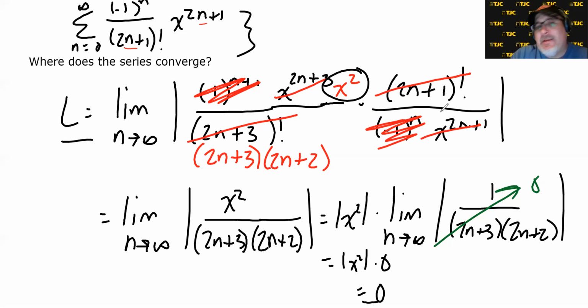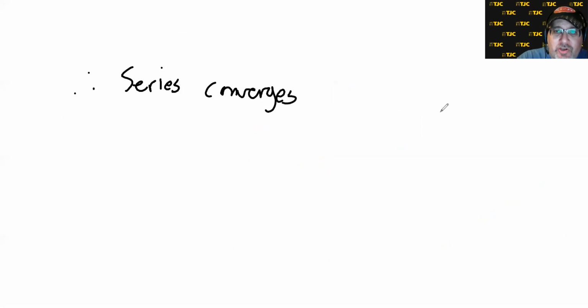And what does that mean about convergence? Well, in the ratio test, when the limit of that ratio is less than 1, and 0 is less than 1, we get convergence. And since this was independent of the value of x, we can conclude, therefore, that the series converges for all x, an element of negative infinity to infinity.